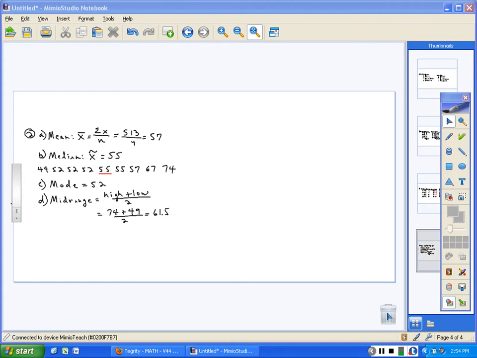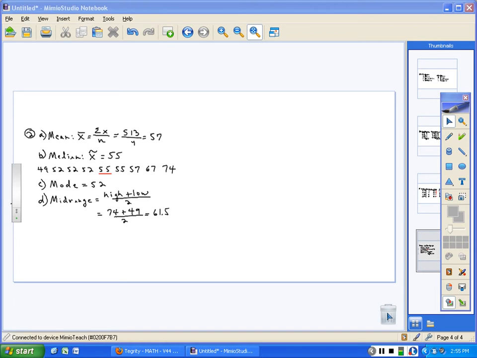61.5. Those first 4 are all measures of center, and they're supposed to be kind of in the vicinity of each other. So 57, 55, 52, and 61 are kind of in the vicinity.